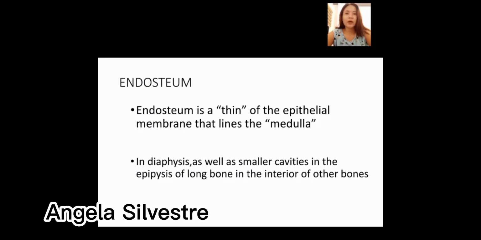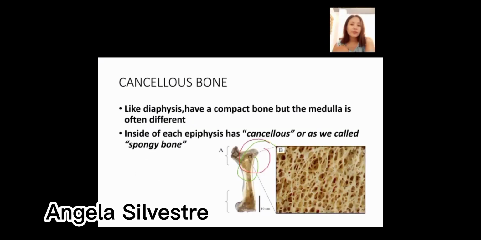Endosteum, a thin epithelial membrane that lines the medullary cavity in the diaphysis, as well as smaller cavities in the epiphyses of long bones and in the interior of other bones. The cancellous bone, like the diaphyses, has compact bone, but the medulla is often different. Inside of each epiphysis is cancellous, or what we call spongy, bone.